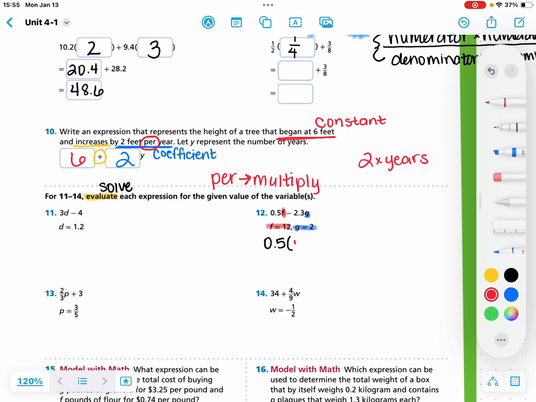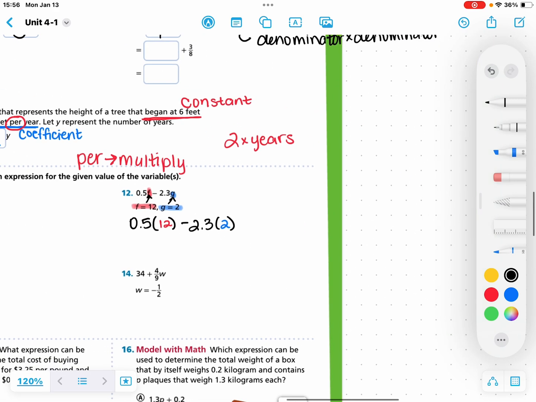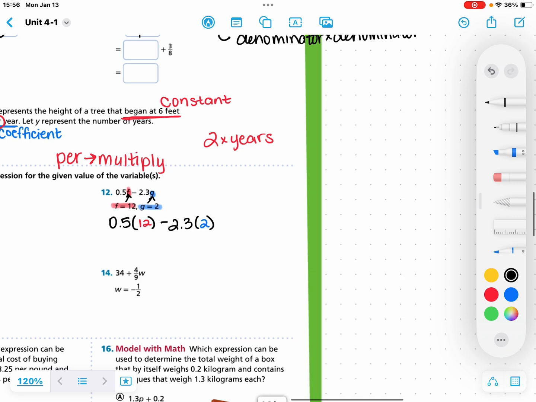I'm going to plug it in first and then go through the process of solving. 0.5 times 12. I see the F, I just plug it in. Minus 2.3 times 2. You just plug it in. After you plug it in, you really do just go through the process of solving. Now, please keep in mind as well, you will need to keep in mind your order of operations.